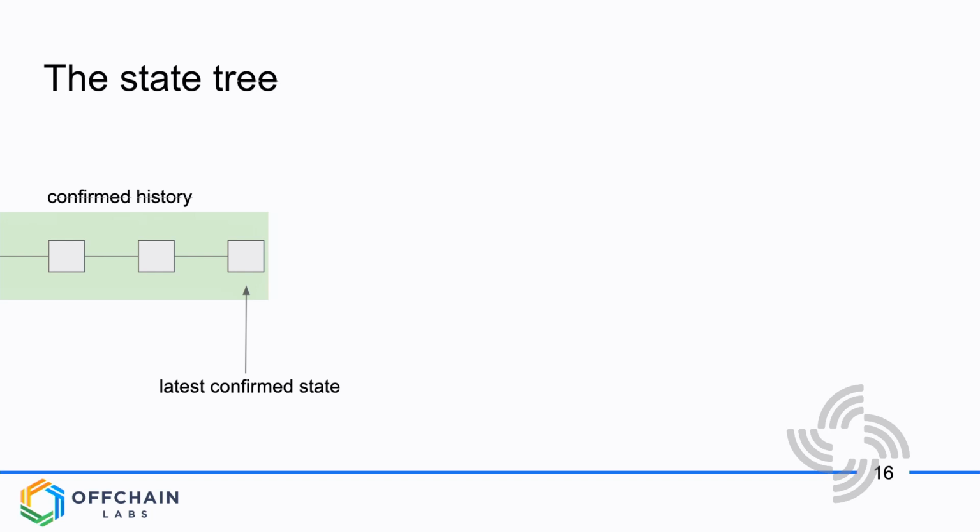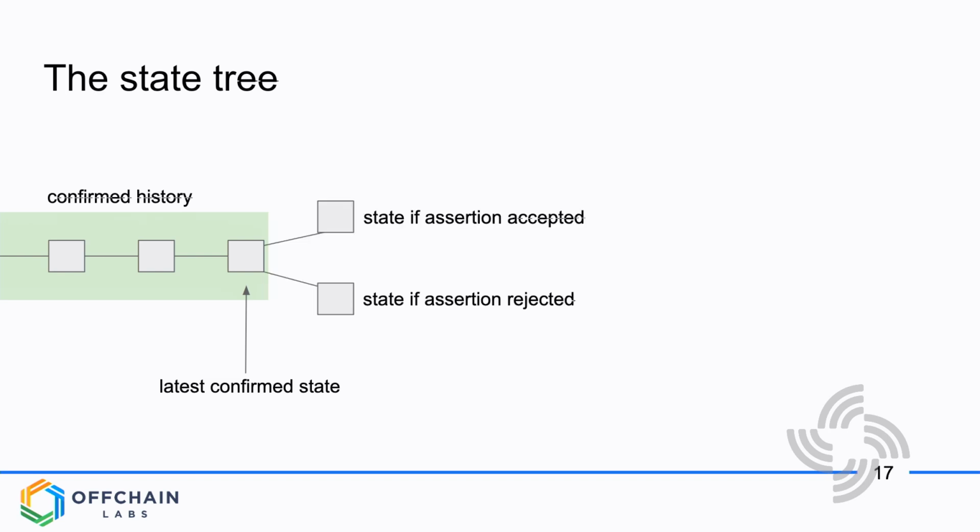And so the chain keeps track of the latest confirmed state, or actually just the hash of it. Now, at some point, a validator, Alice, might decide to make an assertion, a claim that the next thing the chain will do is whatever. When Alice makes an assertion, basically that forks the tree. It forks the possible future histories. There's one future state if that assertion is accepted, and another one if it's rejected. And the system is going to decide which of those boxes to move to.